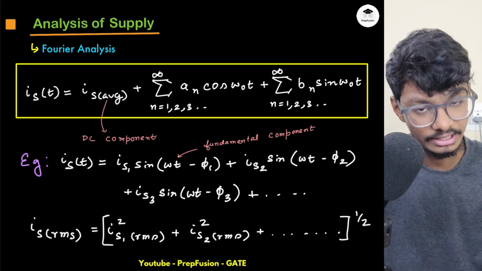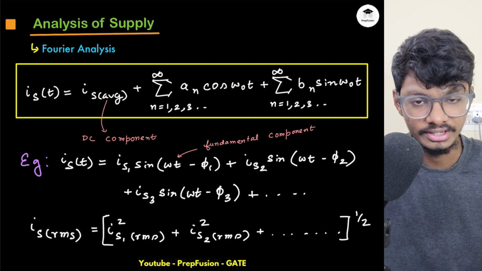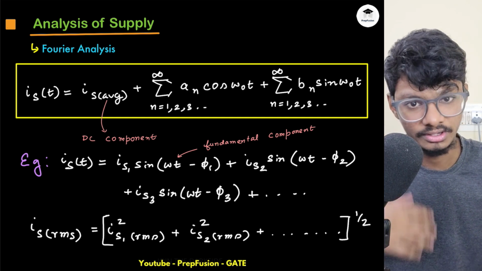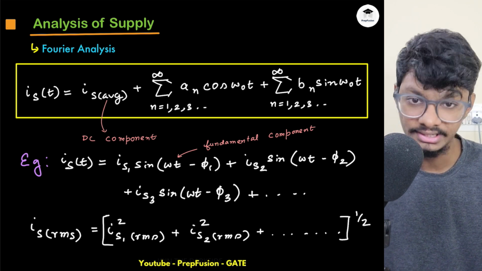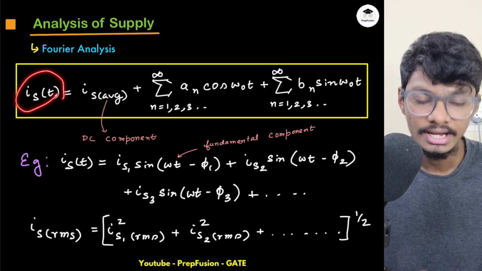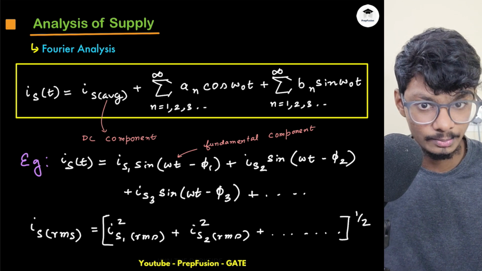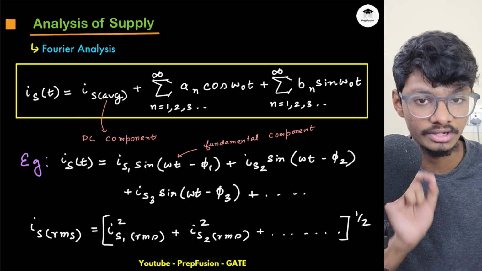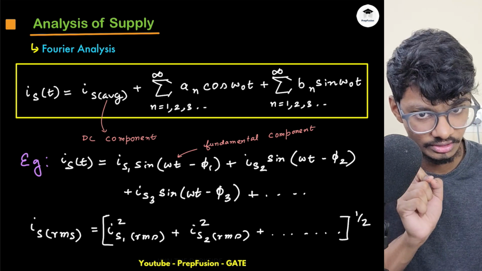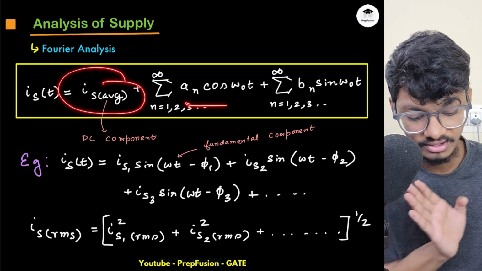Obviously I have told a bit of Fourier, how we got this formula and what is Fourier series, all those things I have told. Here I will just directly analyze the things in the Fourier series. As the source is not purely AC, it will have some DC component, which you understood is the most dangerous component, and it will have other harmonics as well.